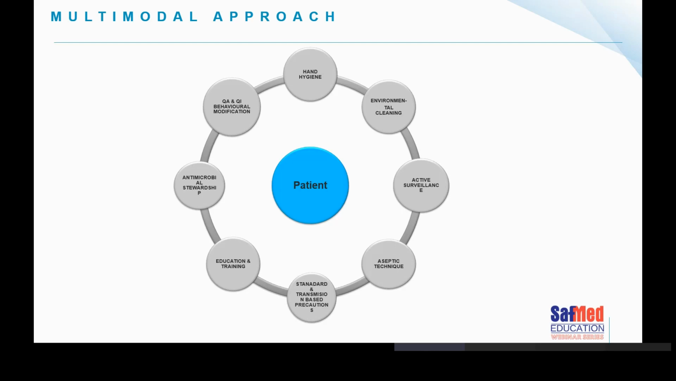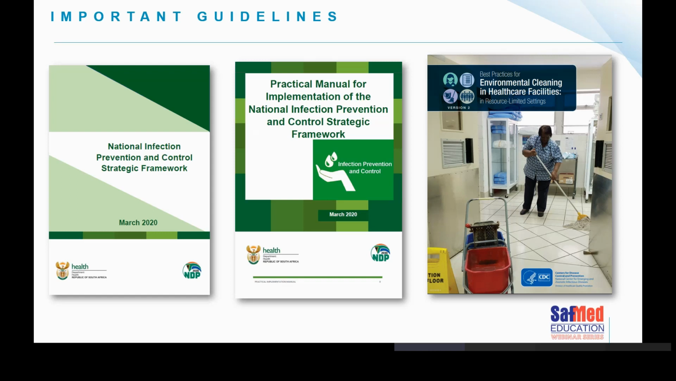Just one last thing: I reference a few guidelines here. Two of these guidelines are South African guidelines, and I think they are very helpful when we want to look at infection control aspects, specifically related to cleaning or hand hygiene. The one is the National Infection Prevention and Control Strategic Framework, which is supported by the implementation guideline. Another document, published by the CDC, is Environmental Cleaning in Healthcare Facilities, a best practice manual, which is extremely helpful. All right, that's it from my side.